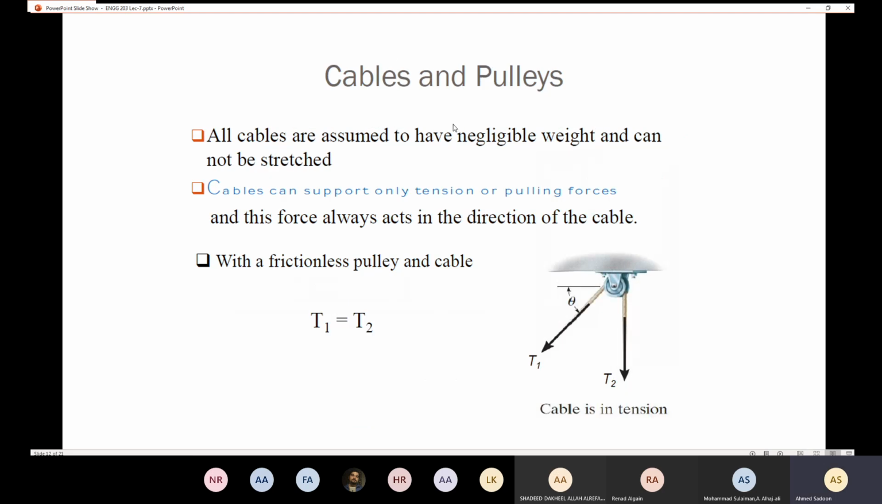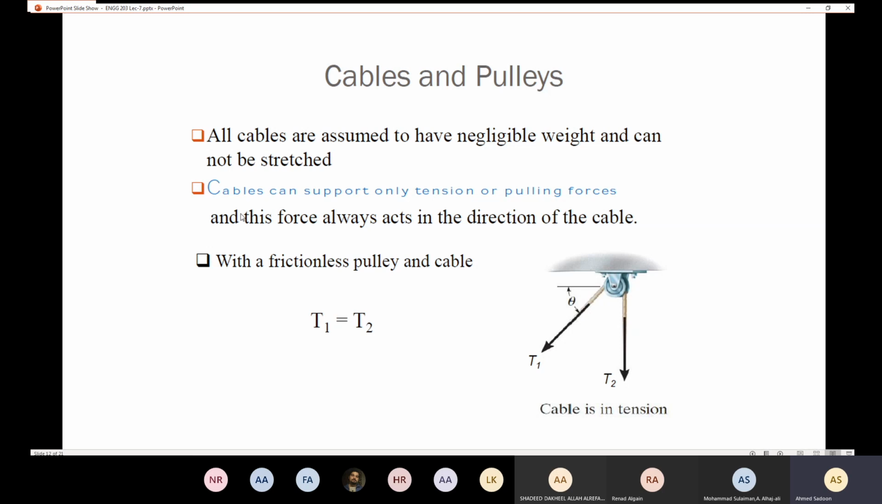Also, we have the cables and the pulleys. This one is the cable, and this one is the pulley. We use the pulleys in order to transfer the load from one direction to another. And we need to ignore the weight of the cables. The weight of the cables here is going to be ignored because the weight is very small. In order to simplify the problem, we are going to neglect the weight of the cables. And also we're going to assume that the cable here is not going to be stretched. All of this is to simplify the problem.